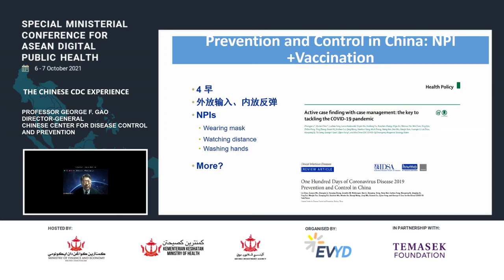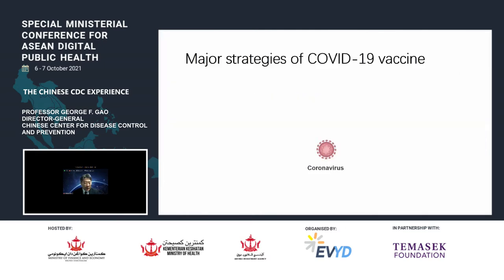Dr. Tony Fauci used three W's: wearing the mask, watching the distance, washing the hands. They are very, very important strategies to be implemented in practice. So this is very important. Of course, the next step is very important, to have the vaccines.